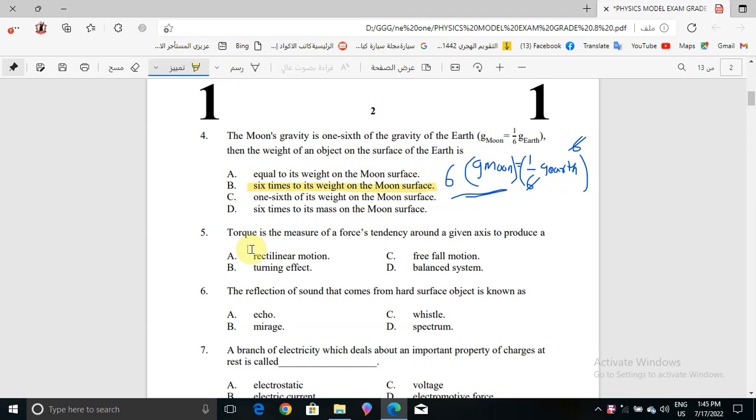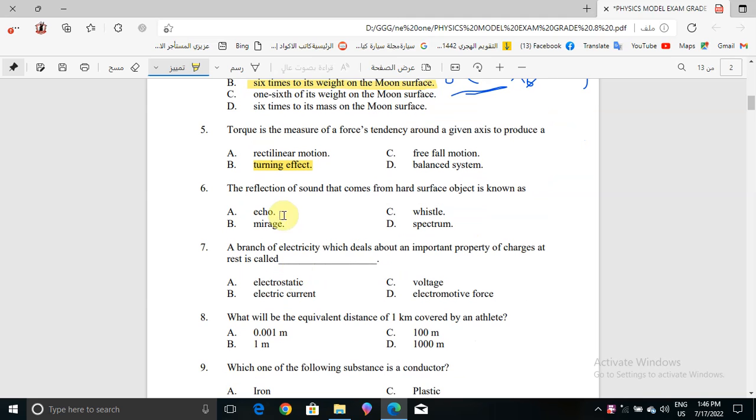Now question number 5. Torque is the measure of a force's tendency around a given axis to produce a what? Rectilinear motion, turning effect, free-form motion, or balanced system. The correct answer will be turning effect. Why? Because it says torque is the measure of force's tendency around a given axis to produce a turning effect. Now question number 6. The reflection of sound that comes from a hard surface object is known as echo.